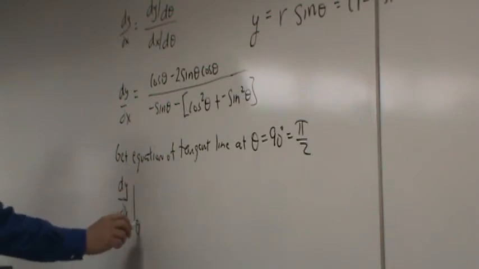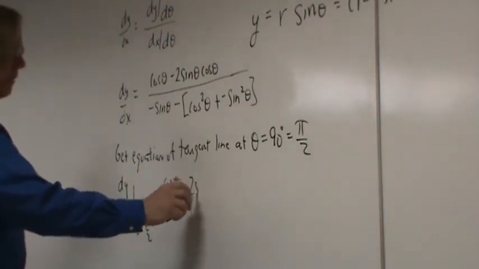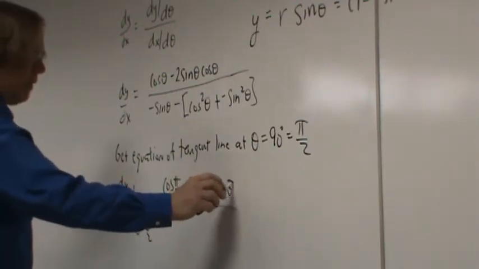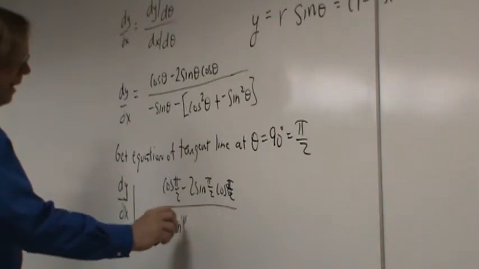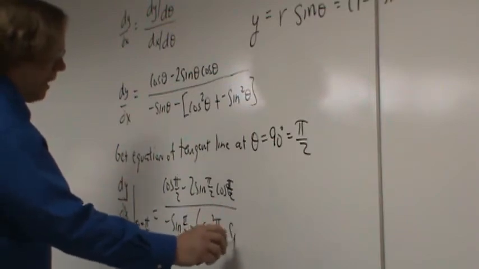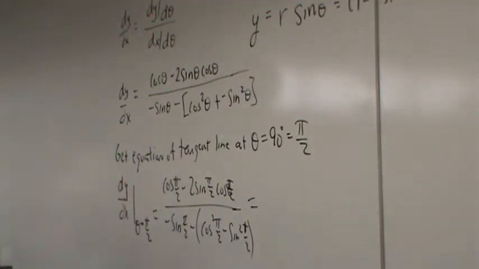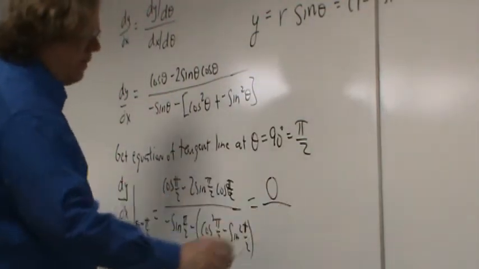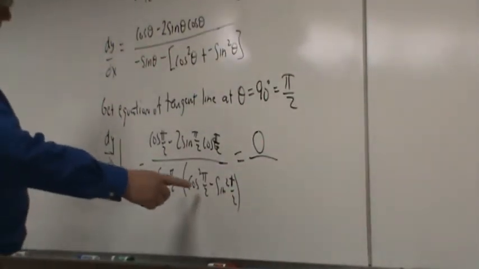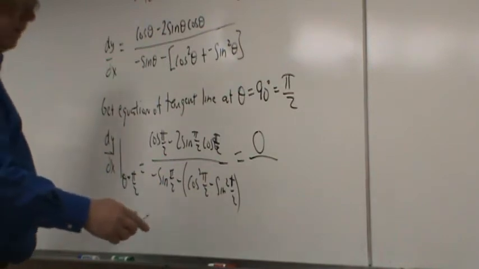dy dx evaluated at theta equals pi over 2 is going to be the cosine of pi over 2 minus 2 times the sine of pi over 2 cosine of pi over 2, over negative sine of pi over 2 minus cosine squared of pi over 2 minus sine squared of pi over 2. Okay? The cosine of pi over 2 is 0. This thing is 0, so I get 0 in the numerator. The denominator, I get negative 1. This is 0, and the sine of pi over 2 is 1. So I get negative 1 plus 1, which means I get 0.